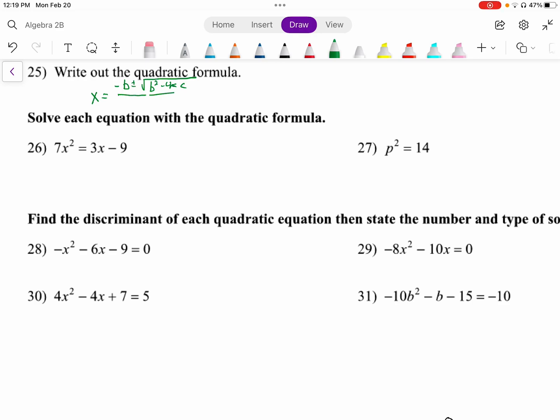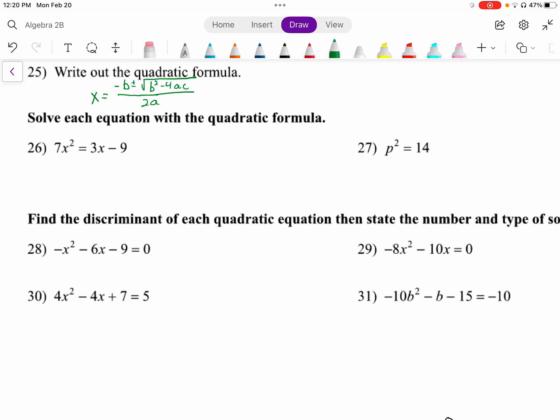all over 2a. Have that memorized. The a looked pretty bad in there, so 4ac. All right, and now we need to use it.